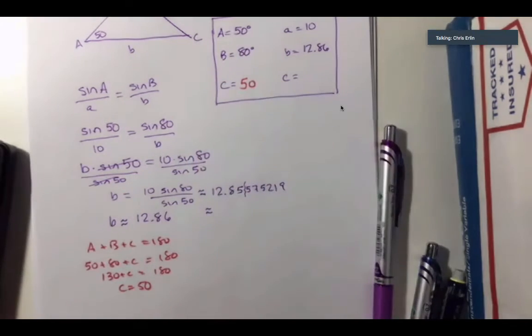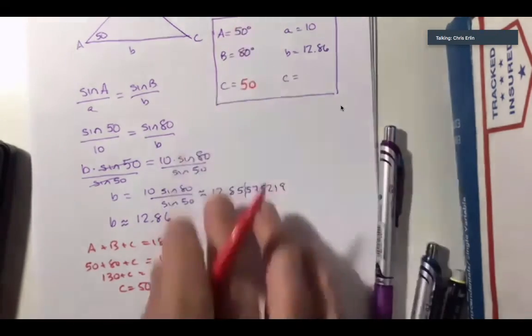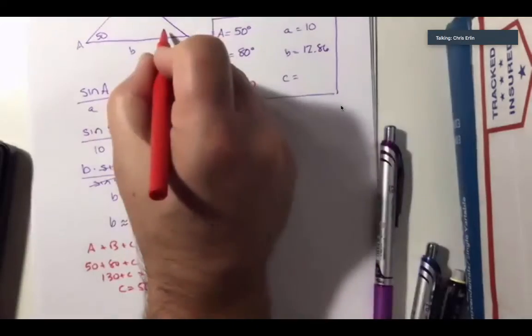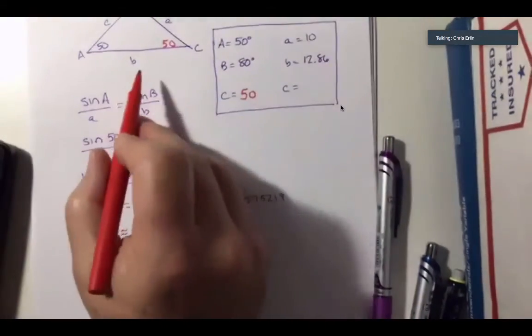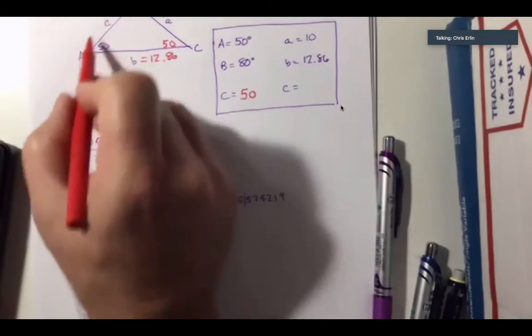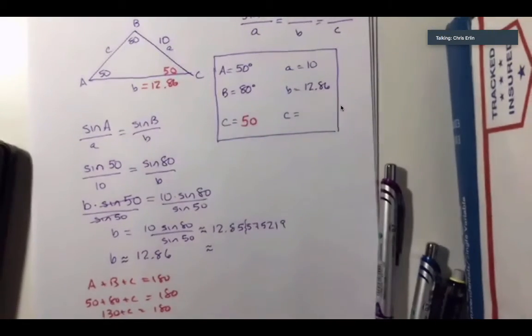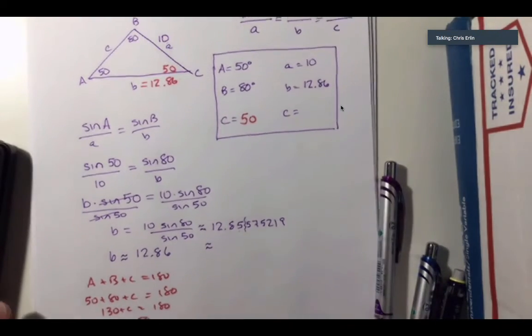Interesting. So what can we predict is going to happen here? If in fact C is 50 and A is 50, what kind of triangle is this? Should be an isosceles triangle, shouldn't it? Therefore, we're going to expect that while we've just discovered that this is 12.86, we can predict that c should be 10 units because it's an isosceles triangle. But let's go through the process and see if it works as well.